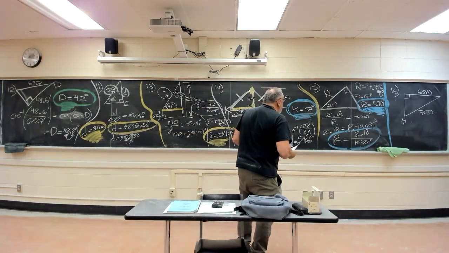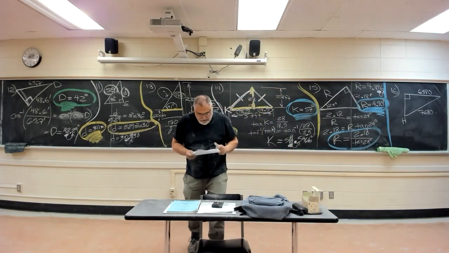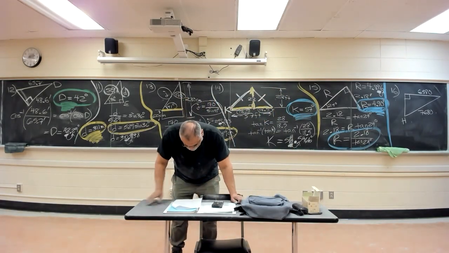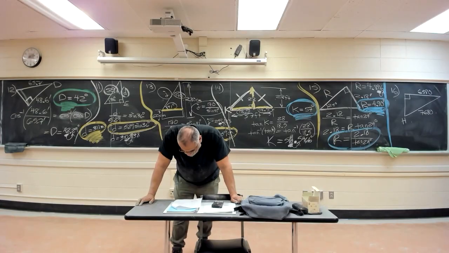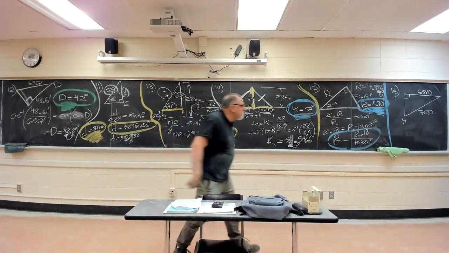That was number 15. Absolutely. R is 4.90 inches. Let's go to 16. Find angle H. Find angle H to the nearest degree. Okay, sounds good to me.